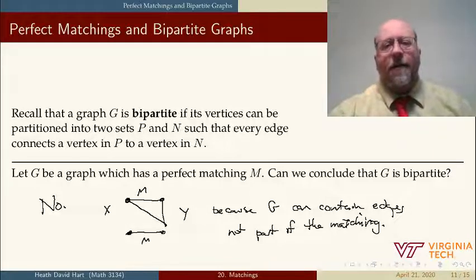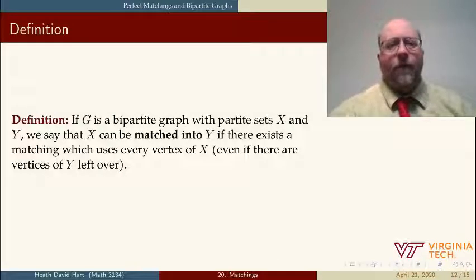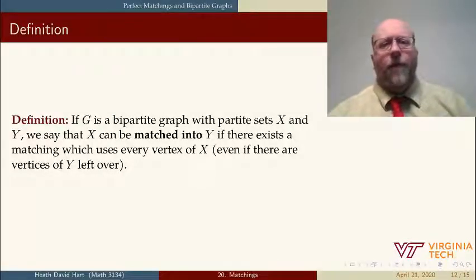So automatically, there's no connection between perfect matching and bipartite. We're going to have to do a little bit more work to do that. So if we have a bipartite graph with partite sets X and Y, we say that one of the sets can be matched into the other set if there's a matching that uses up all of the vertices in X, even if there are vertices of Y left over.